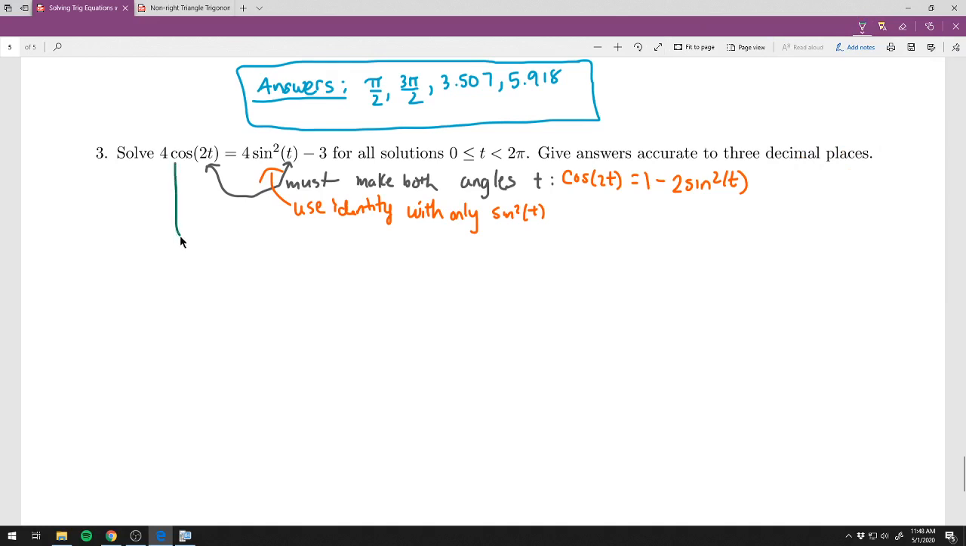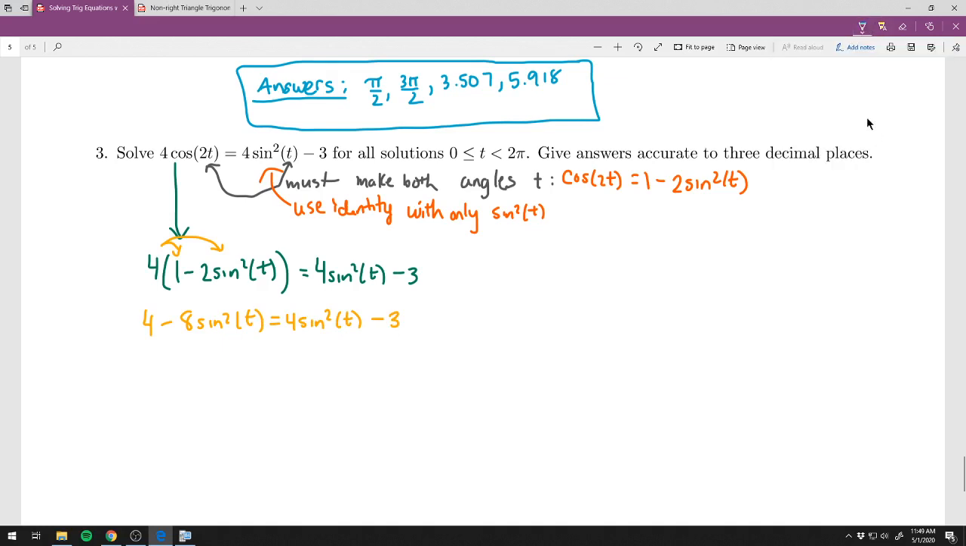All right, so I'm going to go ahead and do that now. Plug that in for cosine of 2t. We've got 4, then we got 1 minus 2 sine squared of t, and this equals 4 sine squared of t minus 3. We got to distribute the 4 through. And that would really be the first step, no matter what this ends up looking like. So I'm going to distribute that through. We get 4 minus 8 sine squared of t equals 4 sine squared of t minus 3.